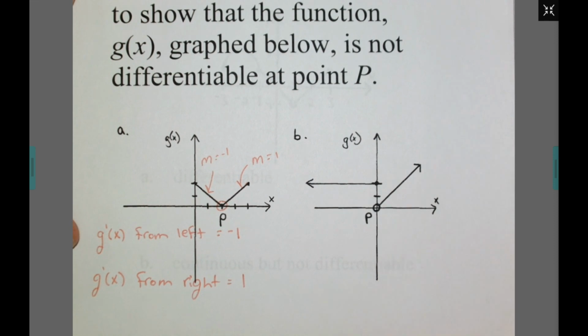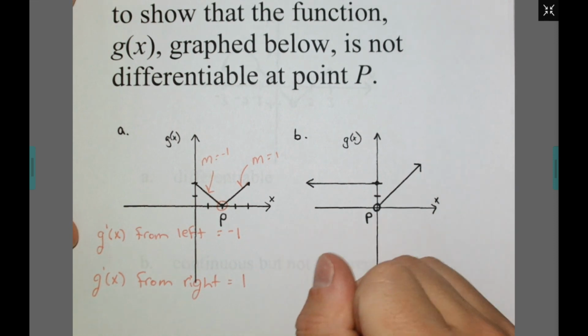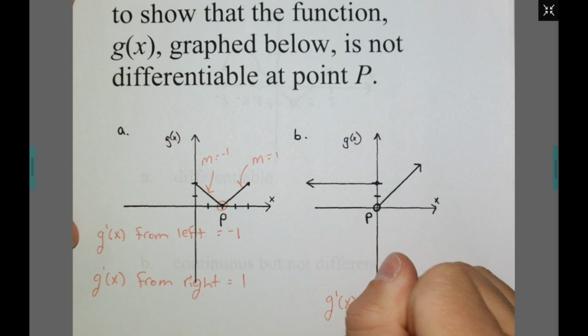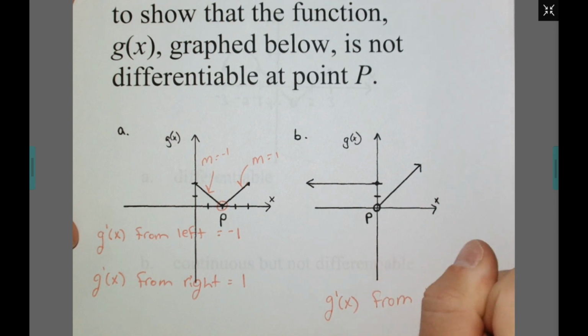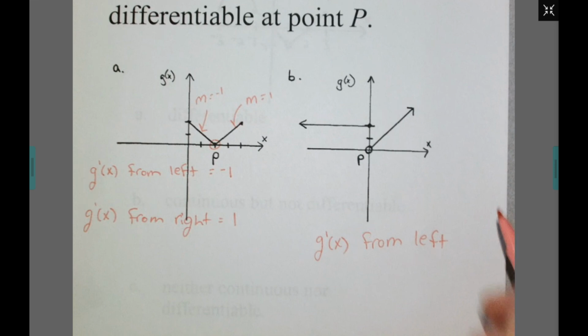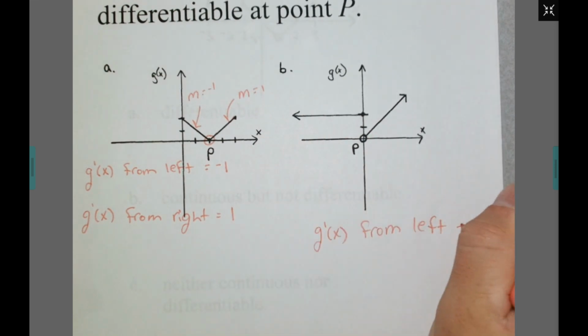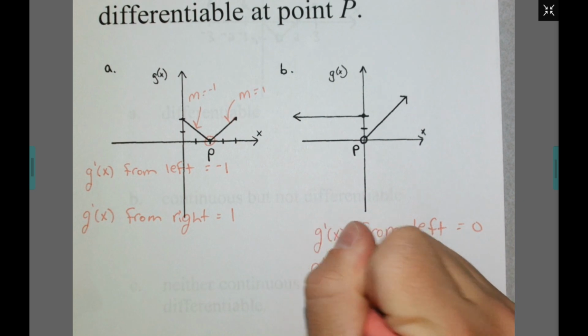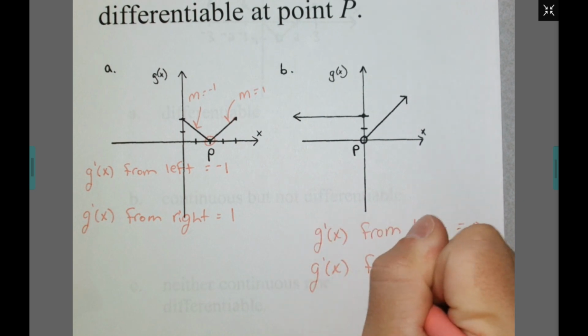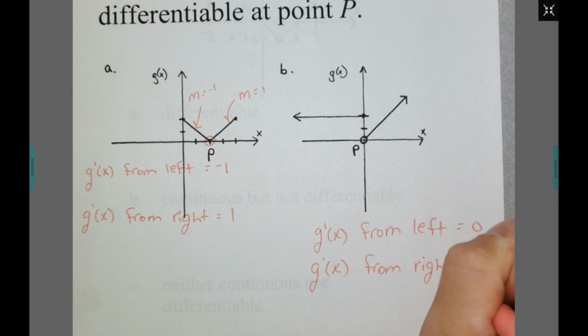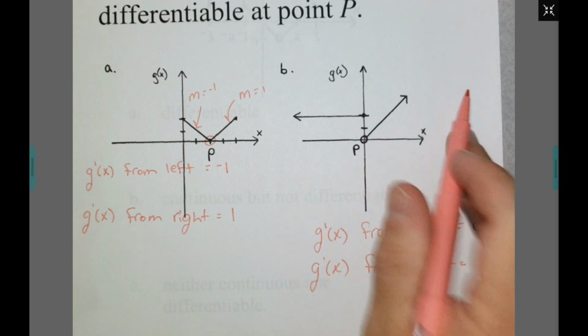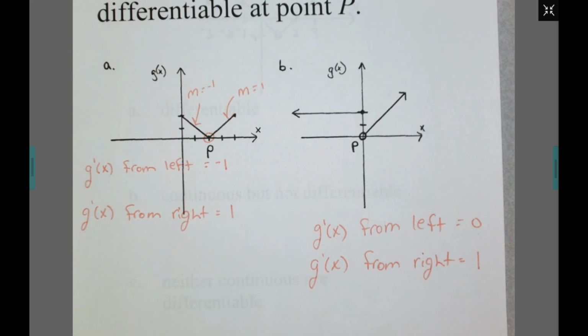Looking at part B, you got g prime of x from left. So if I'm coming from the left towards P, we're using this line right here, slope would be 0. And then from the right, we would have a slope of 1. Again, since they don't match up, we would say that it is not differentiable at that given point.